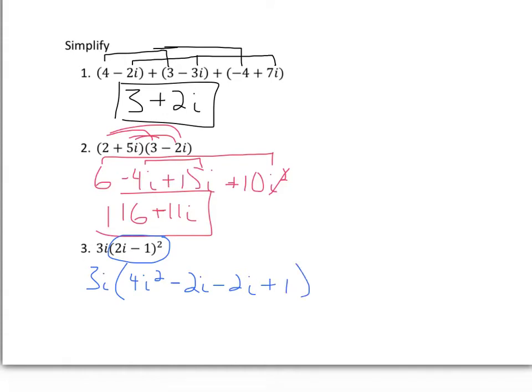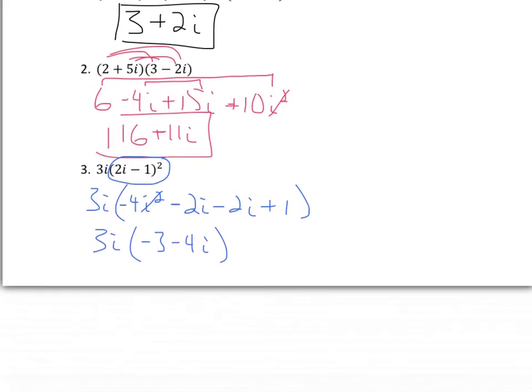Let's combine like terms first. Remember I said when you have an i squared, just forget about it and change the sign. So we make that a -4. Now we combine our like terms. We've got 3i up front. We've got -4 plus 1 is -3. And then minus 2i minus 2i is minus 4i.